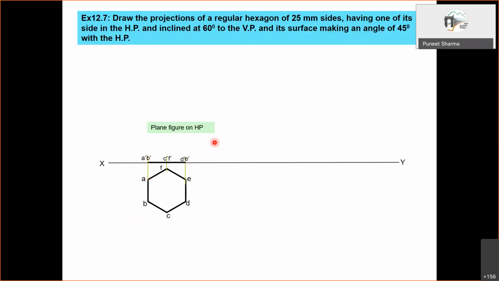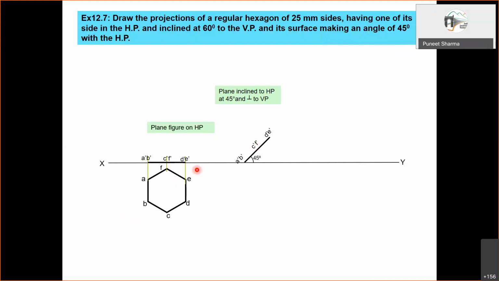Okay, so what is the inclination? Its surface is making 45 degrees with the HP. Okay, so in the next step we have to draw it at 45 degrees. Same thing drawn over here.